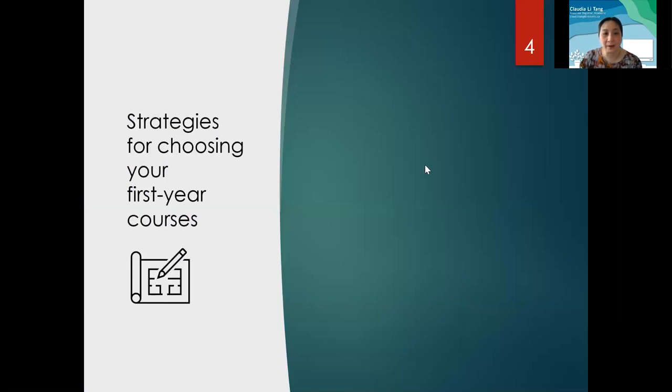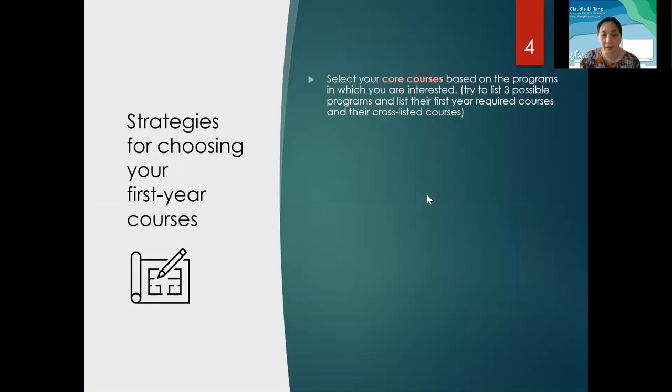Okay, so let's talk about some of the strategies for choosing your first year courses, especially in your admission category. The first thing you would want to do is select some of the core courses based on the programs in which you are interested. It is helpful to try listing at least 3 possible programs that you may apply to at the end of your first year.